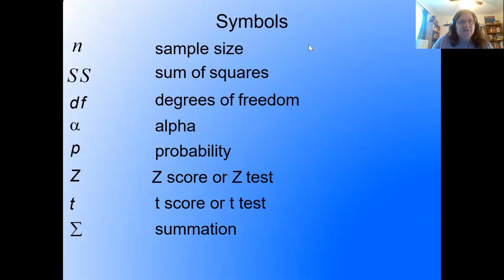Okay, N is sample size, SS is sum of squares, DF is degrees of freedom. This symbol right here means alpha. P is probability. Z is a Z-score or Z-test. T is a T-score or T-test. And this symbol here, summation, add it all up. Add up everything that comes after that. Okay, let's move on.